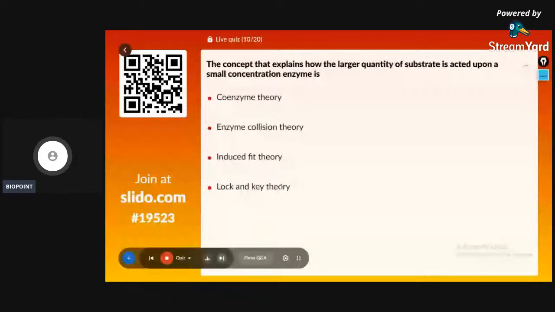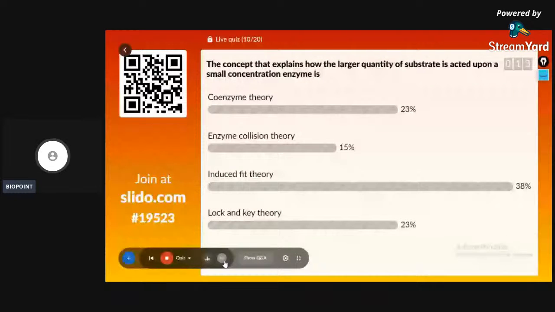The correct answer is Locke and Key theory. Locke and Key theory. Leaderboard for the day. First leaderboard for the day on the screen.